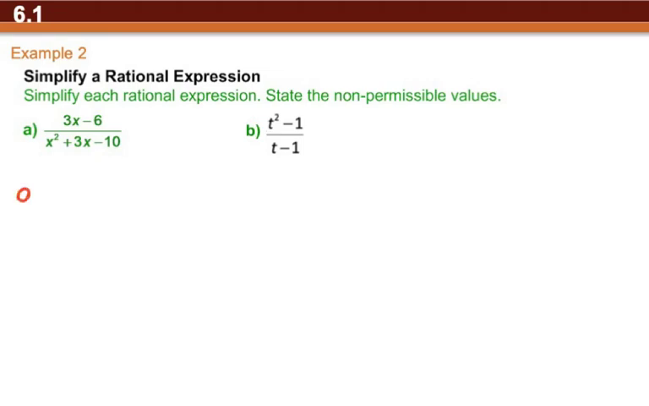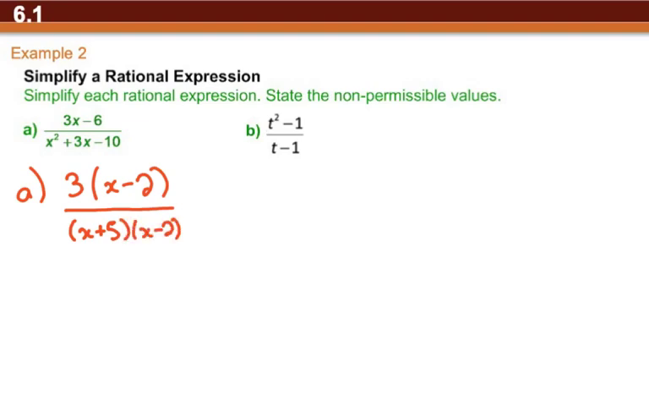So in A, on the top we have 3x minus 6, and the only thing that we can factor out of this is a common factor of 3. When we take that 3 out, we're left with x minus 2. On the bottom, we have a trinomial. We need to find two numbers that both multiply to negative 10 and also add to 3. 5 and negative 2 will work.